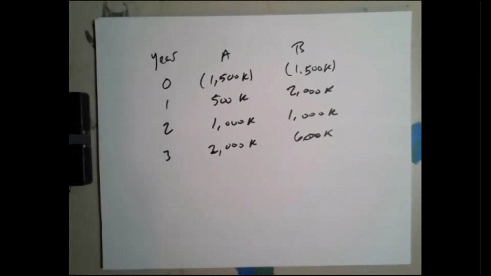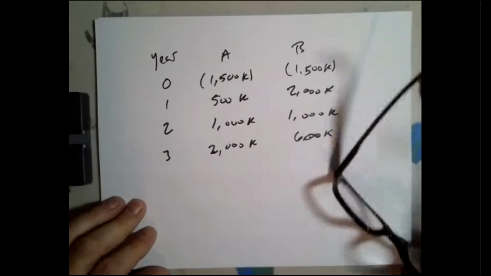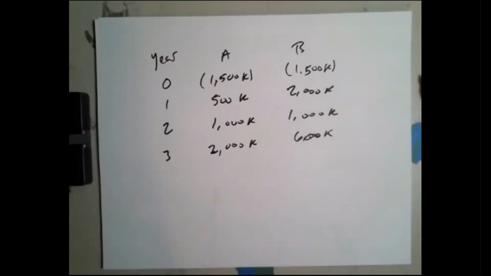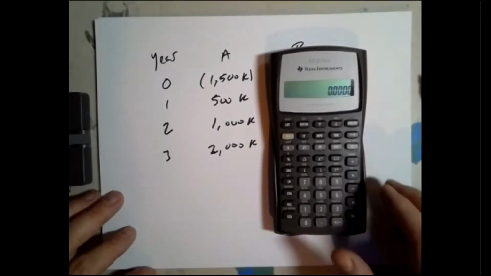Okay, so the first problem asks us to calculate the IRR, and the second problem asks us to calculate the NPV for a number of different discount rates. I'm going to mix and match a bit. I'm going to calculate the IRR for A and then all the NPVs for A, and then I'll calculate B and all the NPVs for B, because I'm going to use my cash flow register on my calculator, and it's just quicker not to redo the cash flow register each time.